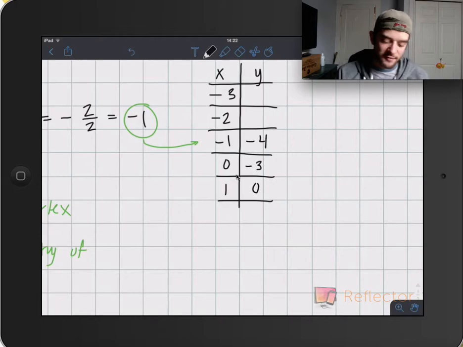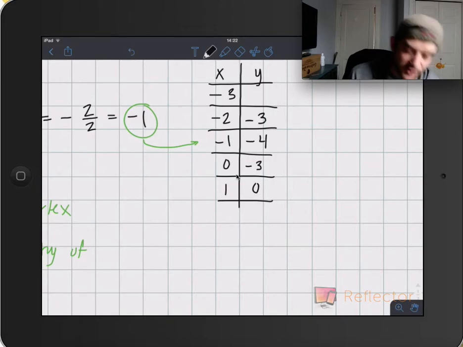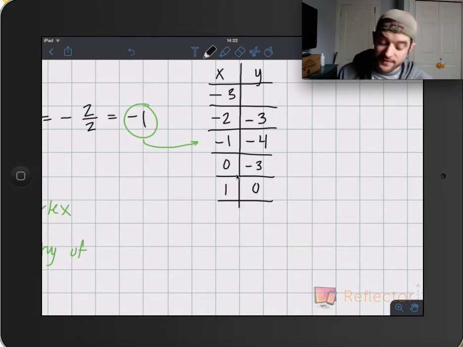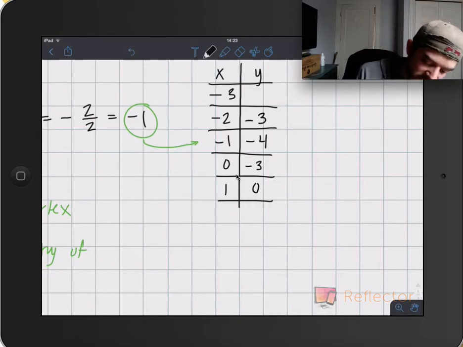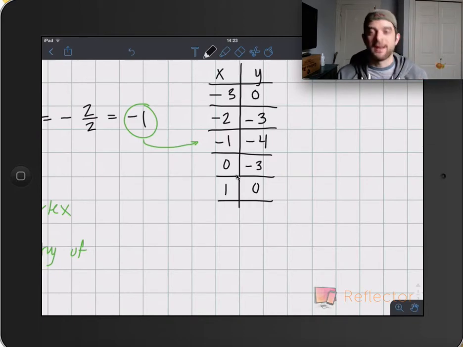So I know that if y is negative 3 when x equals 0, y is negative 3 when x equals negative 2. You can check that, of course, if you'd like. And the same thing, when y is 0 when x equals 1, I know that y is going to be 0 when x equals negative 3. And that only, of course, works if you pick numbers that are immediately to the left and to the right.